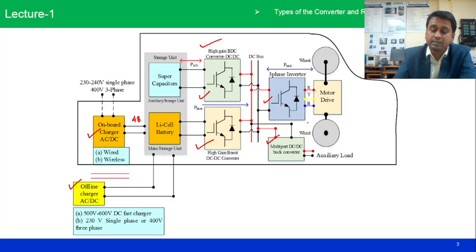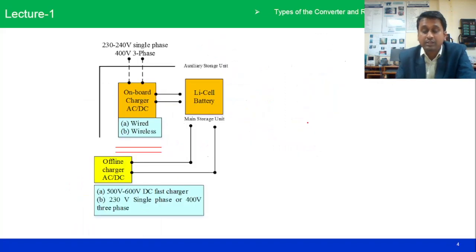Now I will be discussing each section in detail. Let us go to the charging infrastructure. As the name suggests, it has to be AC to DC, because the AC system, either single phase or three phase, should be converted to DC, and that DC should be regulated in such a way that it can give 48 volt to charge the battery.